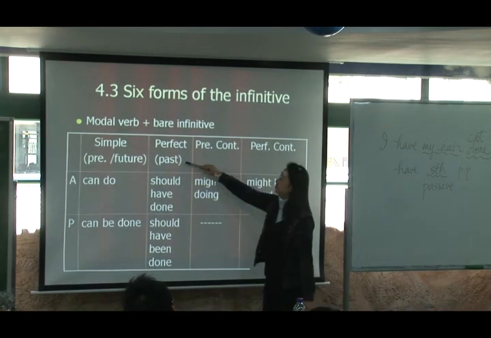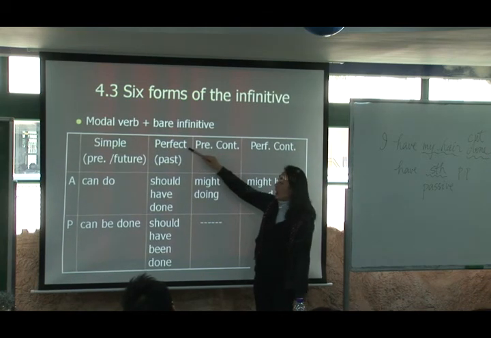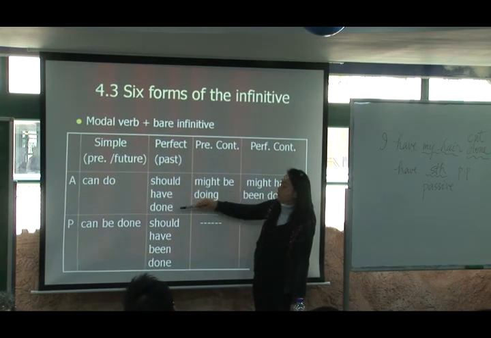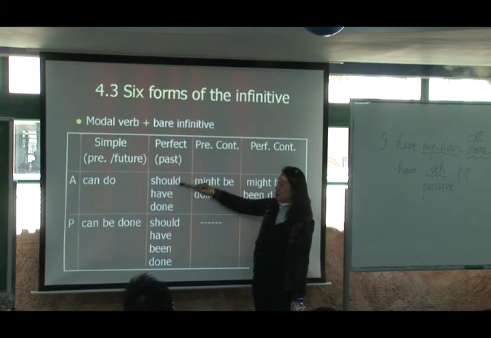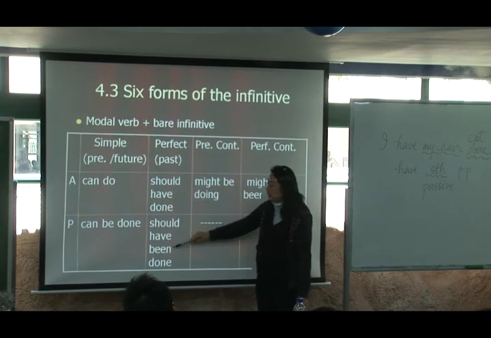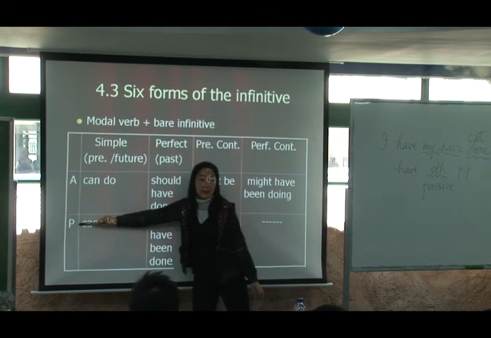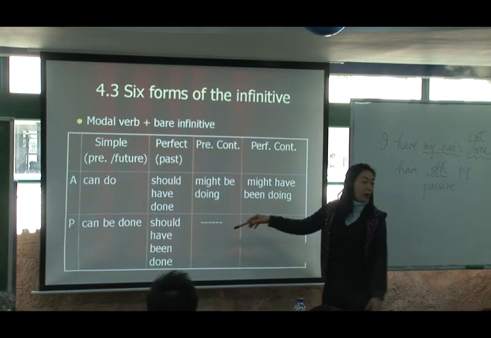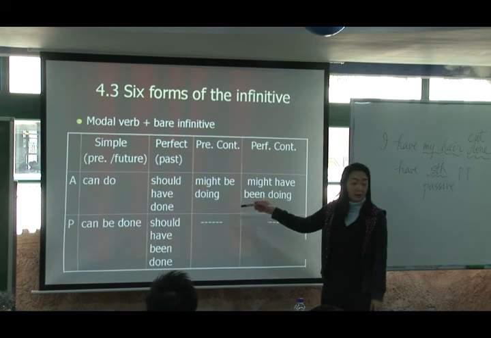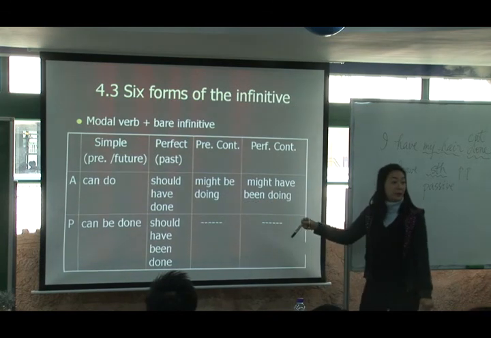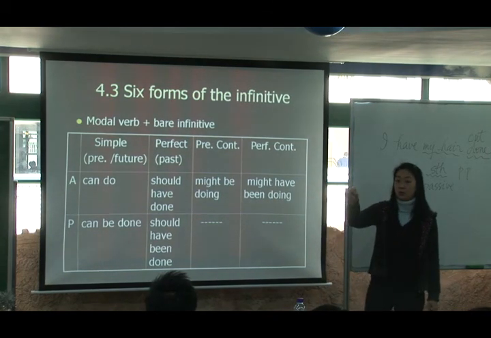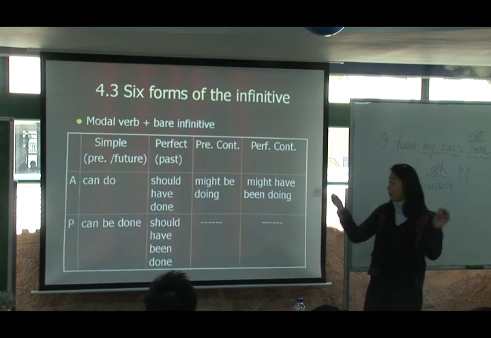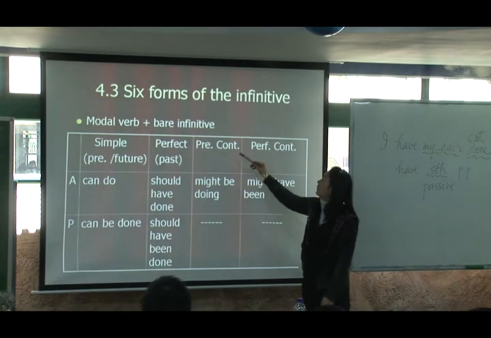How about the past? The past, perfect. How do we change this modal verb into perfect? We add what? Have, because of perfect. Should have done, should have been done. If you add been, that means it is in passive case. Alright? No need to copy it. I will give you the PowerPoint. If you copy it, it's a waste of time. If you need the PowerPoint, I will send it to John and then prefix. You email to your classmates.